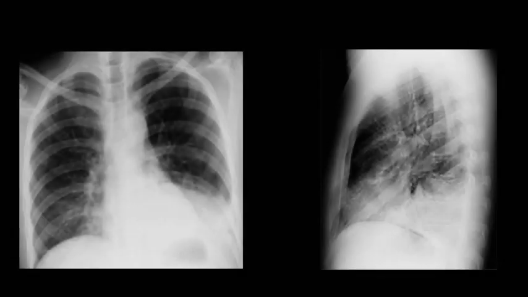How about this X-ray? There's a silhouette sign in which the left diaphragm is obscured. On the lateral film, there is opacification of the lower thoracic vertebrae, also known as the spine sign, and therefore this is a left lower lobe lobar pneumonia.